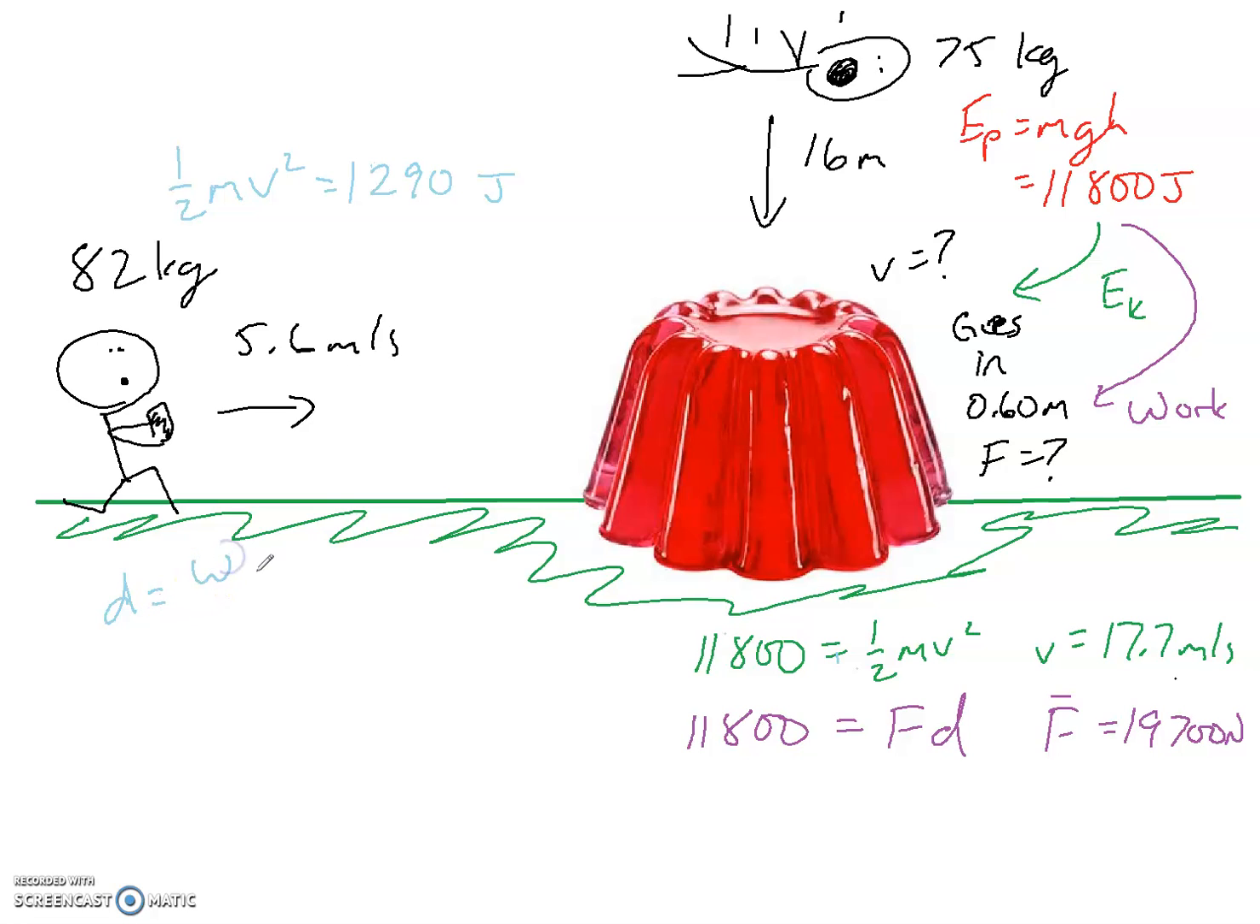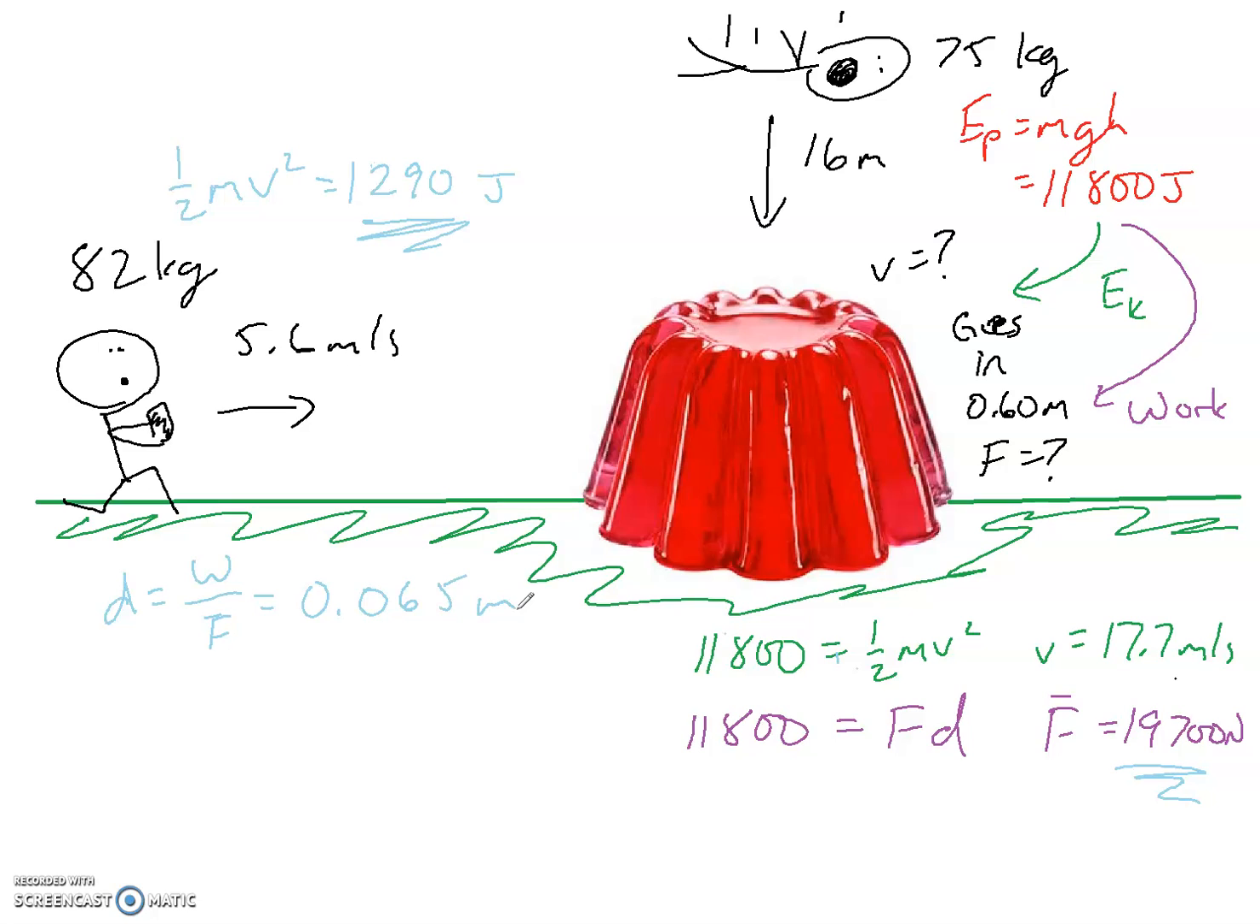The work done by the jello would be 1290, because it's got to take away all the kinetic energy. And we will divide that by the force, and we'll use the exact same force as over here. So we've got the 1290 for the energy, divided by the 19,700, and we get a distance of just about 6.5 centimeters, or 0.065 meters. Obviously, they're not going to go nearly as far in because they're not going nearly as fast as the skydiver.